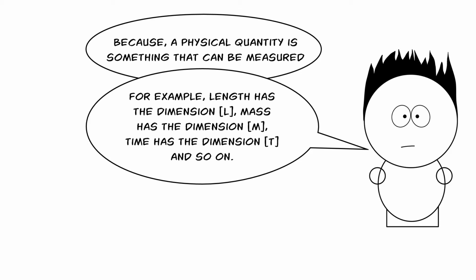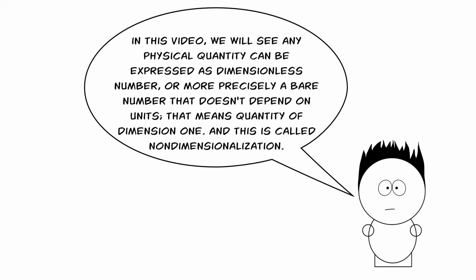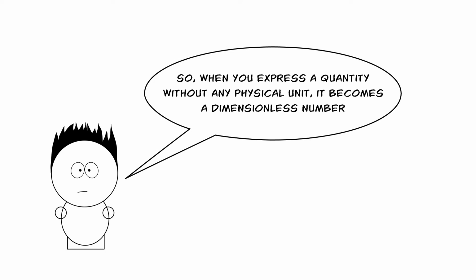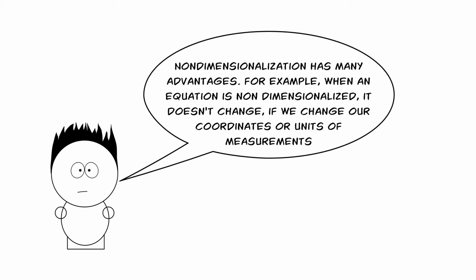and so on. In this video, we will see any physical quantity can be expressed as a dimensionless number, or more precisely, a bare number that doesn't depend on units. That means a quantity of dimension 1. And this is called non-dimensionalization. So, when you express a quantity without any physical unit, it becomes a dimensionless number.